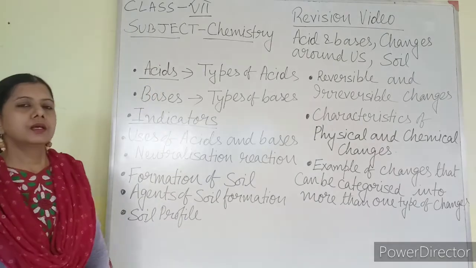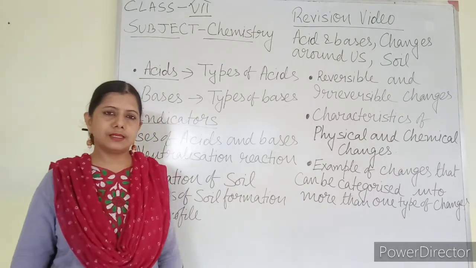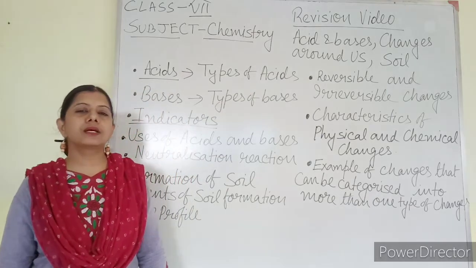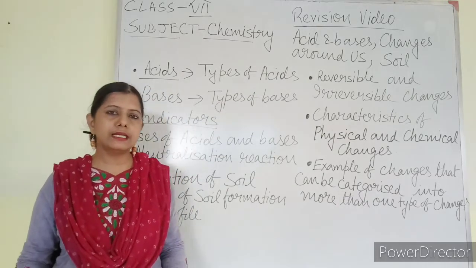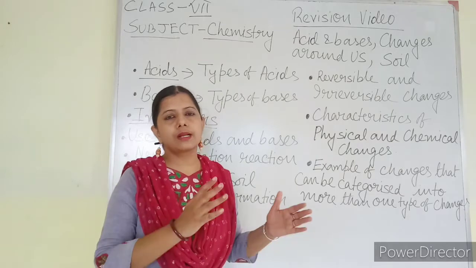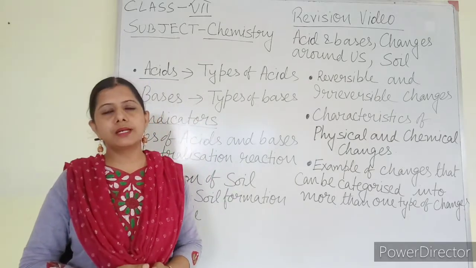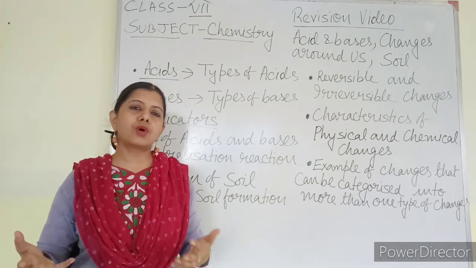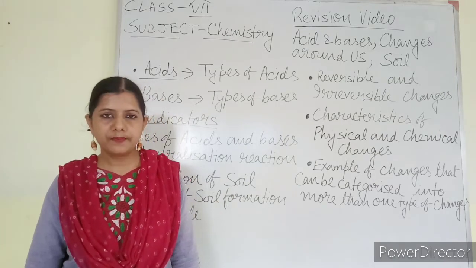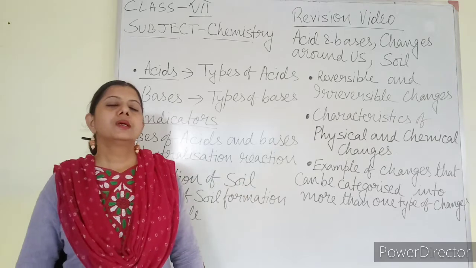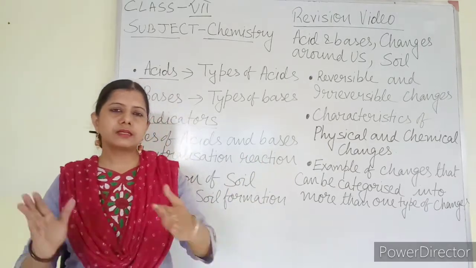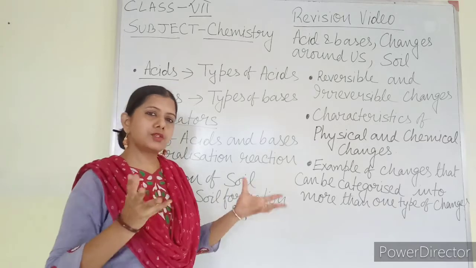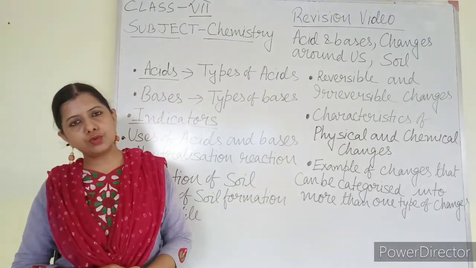In acids, you should know the definition of acid. Next, types of acid. Types of acid can be categorized in various ways. One is mineral acid and organic acid. Organic acid is obtained from plant and animal sources, mineral acid is obtained from rocks, soils, minerals, etc. That is one category. You should know some examples of mineral acids, some examples of organic acids, and sources of certain acids.